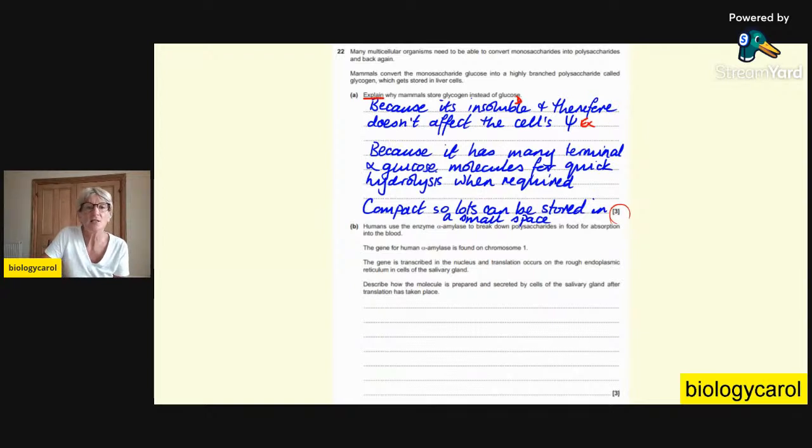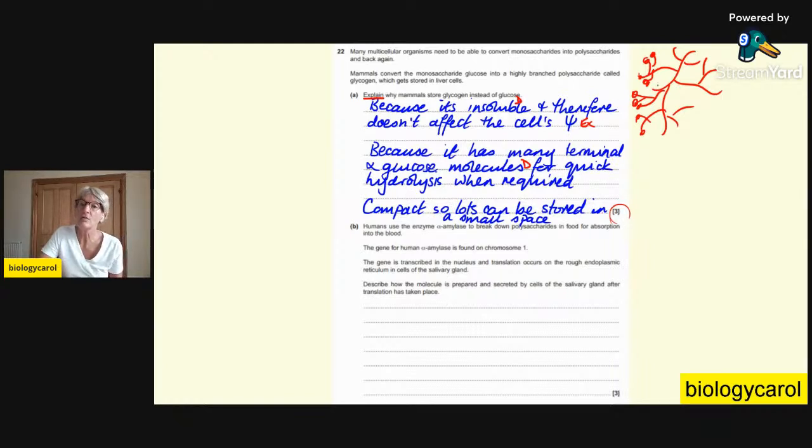Here, because it has many terminal alpha glucose molecules, there's the description, and here I'm thinking about my glycogen molecule, many branches, going on and on. And here are all the terminal glucoses, for quick hydrolysis when required, so that those terminal glucoses could be hydrolyzed. There's the explanation. Compact.